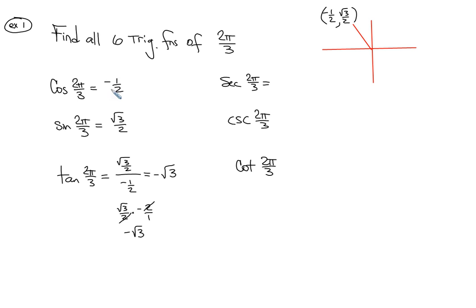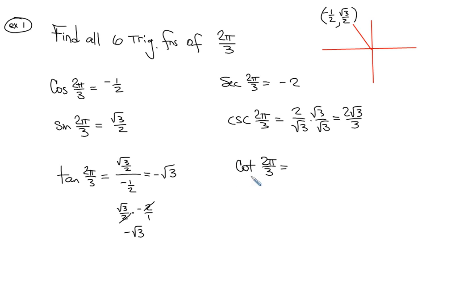Now, for our reciprocal values, the reciprocal of negative 1/2 is negative 2 over 1 or negative 2. The reciprocal of rad 3 over 2 is 2 over rad 3, but we have to rationalize that denominator. So we multiply top and bottom by rad 3, and we get 2 rad 3 over 3.